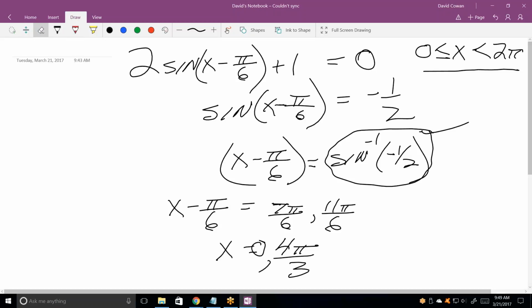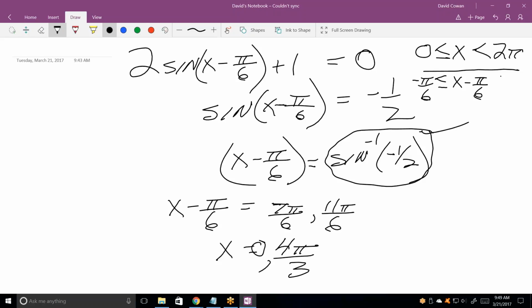In other words, how can I say this? Again, you can look at it like this. If x has to be between 0 and 2 pi, then x minus pi over 6 has to be between minus pi over 6 and 11 pi over 6. So all I did was subtract pi over 6 from all three.